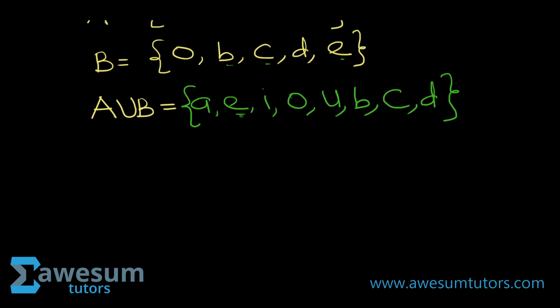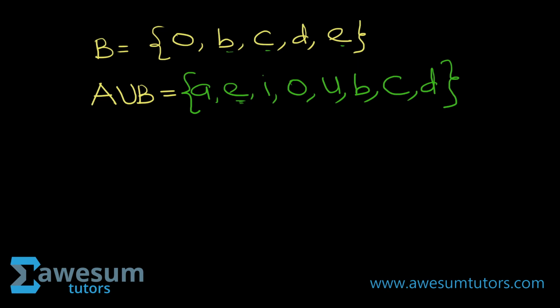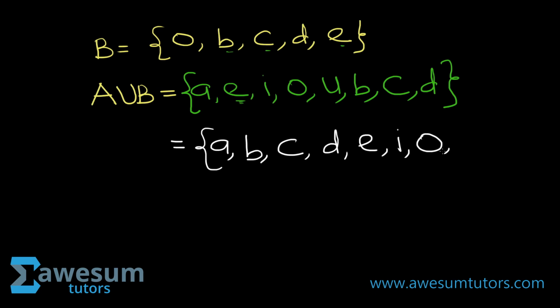You can leave your answer this way. You are correct, you are very, very correct. You can as well rearrange the elements in alphabetical order. How do I do that? A is the first one. Then I have a B, I have a C, I have a D, I have an E, I have an I, I have an O, and I have the last one, a U.